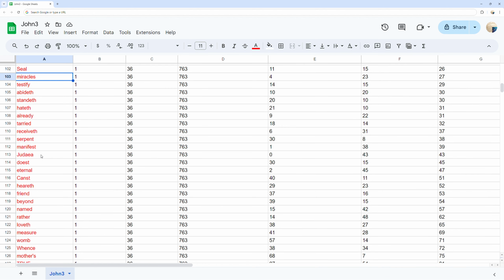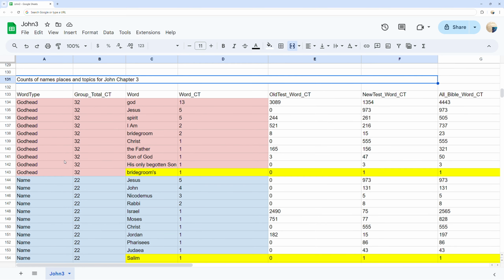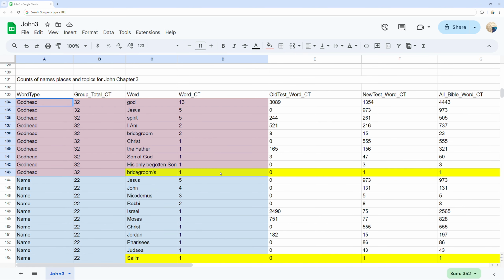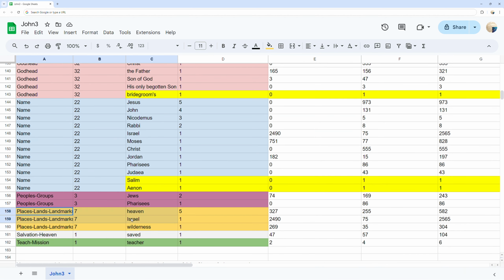Counts of names, places, and topics. You can see different topics, names, and places, as well as their word counts in John chapter 3. You can see 3 places, lands, and landmarks listed at the bottom in orange as places, lands, and landmarks.